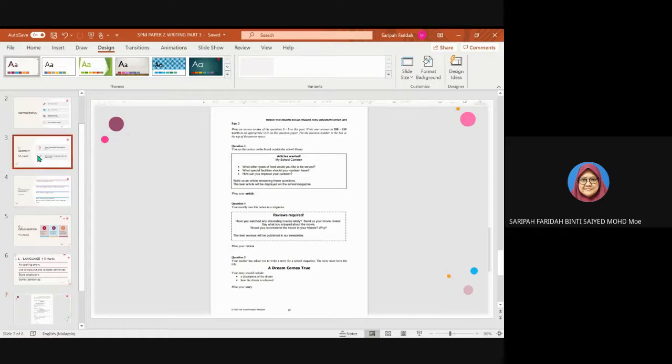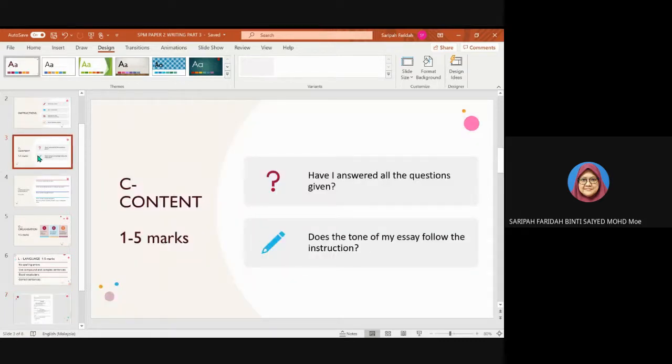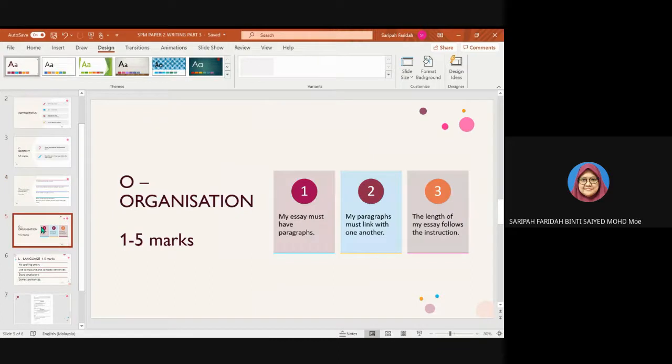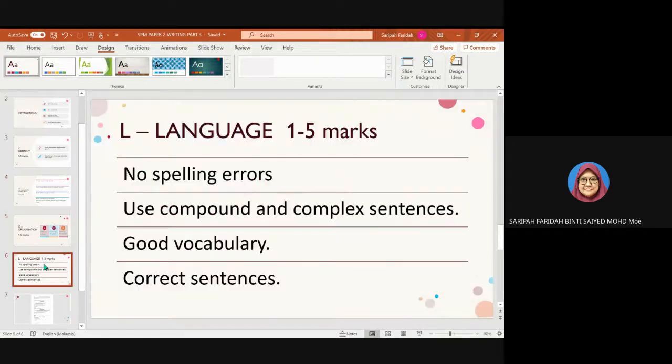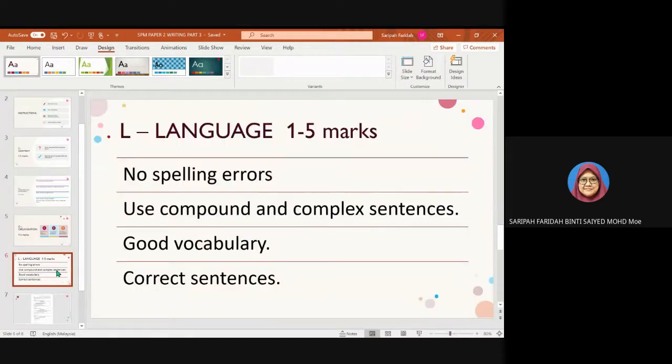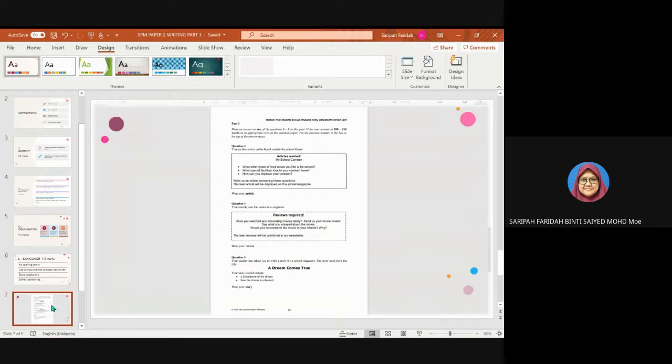Okay. So, you will be marked by C, content, C.A.O.L, Communicative Achievement, O, organization, and L, language. 1, 2, 3, 4, all together 20 marks. 1, 2, 3, 4. It adds up to 20 marks altogether. Okay, that is what part 3 is all about. So now let's take a look.